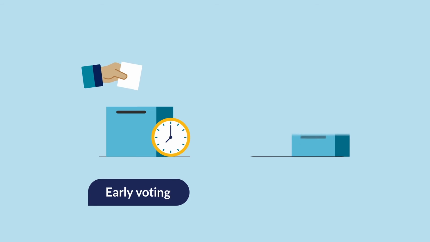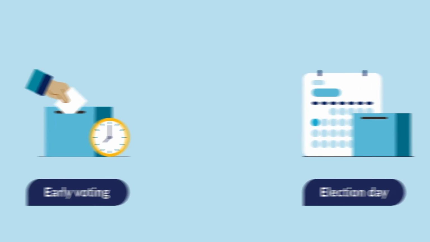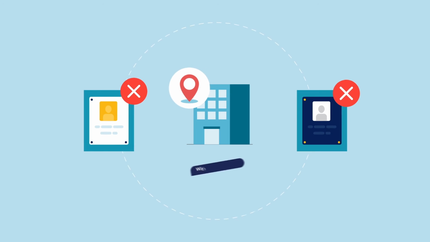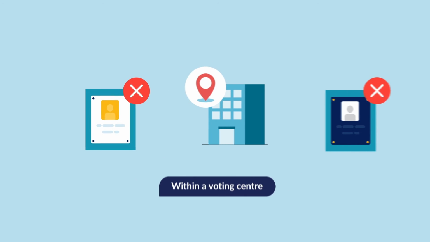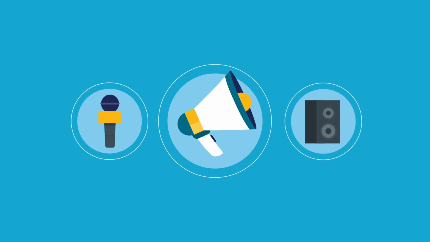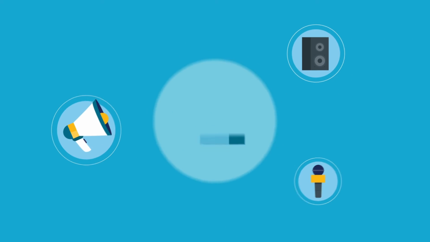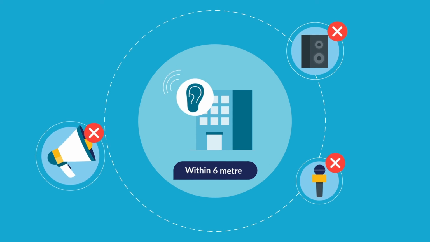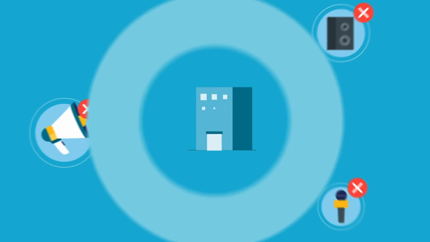During early voting and on election day, voters must not be approached, and posters must not be displayed within a voting centre or within 6 metres of its entrance. Loudspeakers and other broadcasting devices also cannot be used if they can be heard in a voting centre or within 6 metres of its entrance.